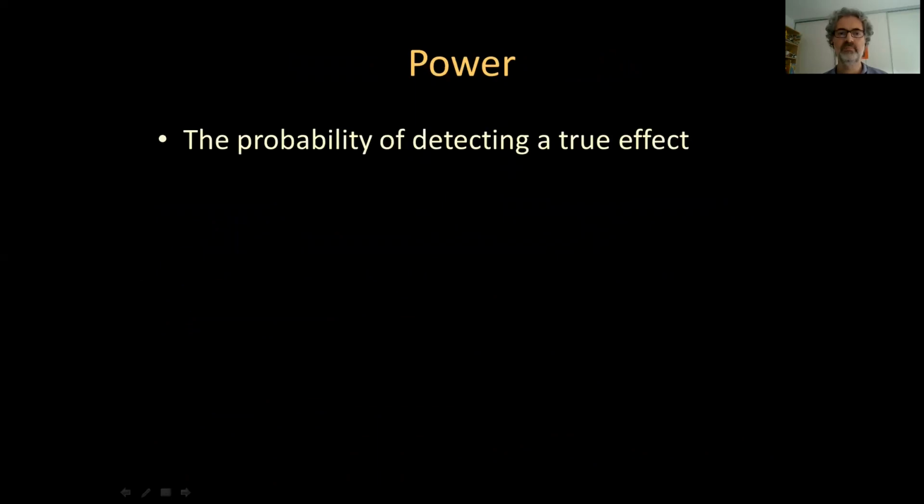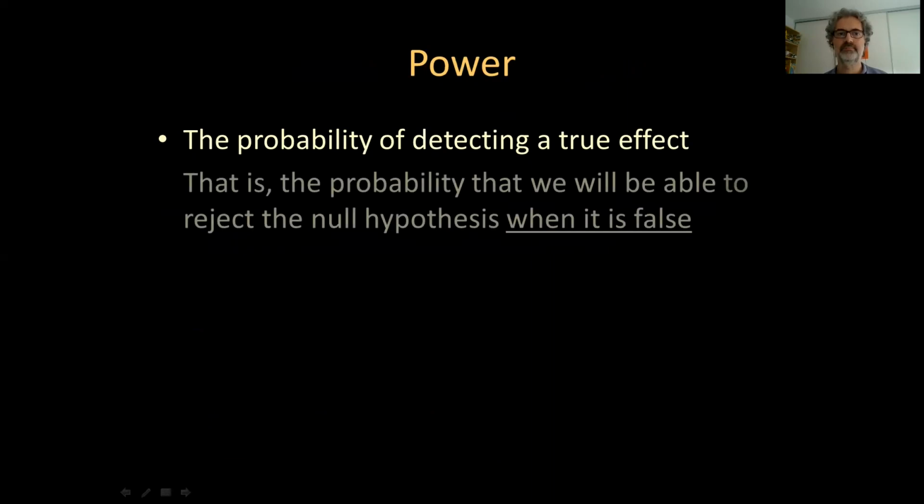In general, power is the probability of detecting a true effect. So if the null hypothesis is actually false, the probability that you will be able to reject it is called power. It only makes sense in the scenario where the null hypothesis is false by definition, in the same way that the p-value makes sense only on the assumption that the null hypothesis is true.